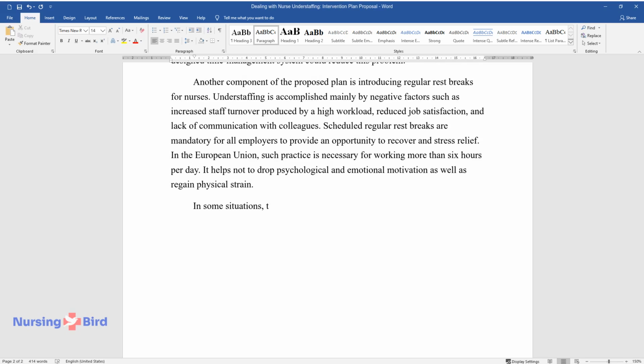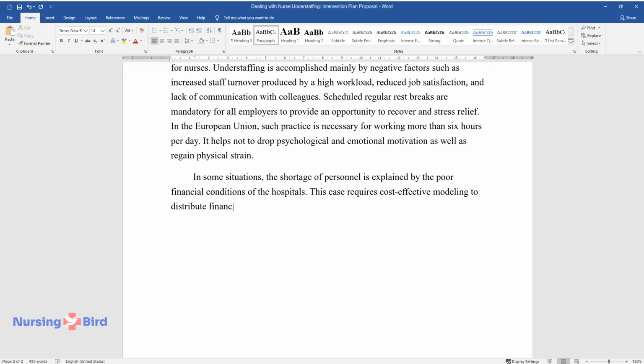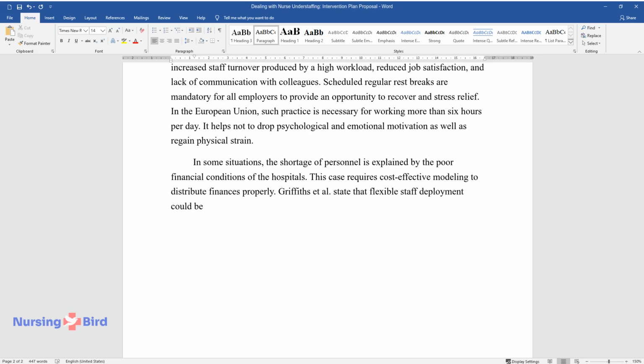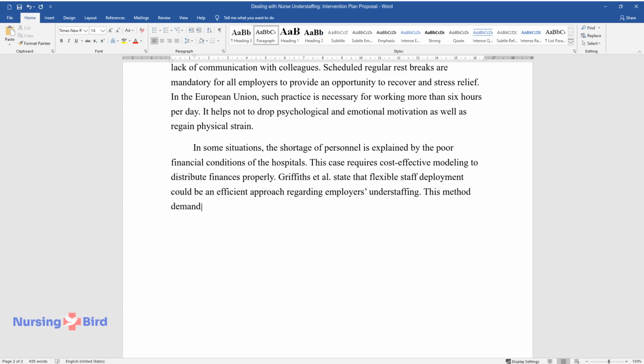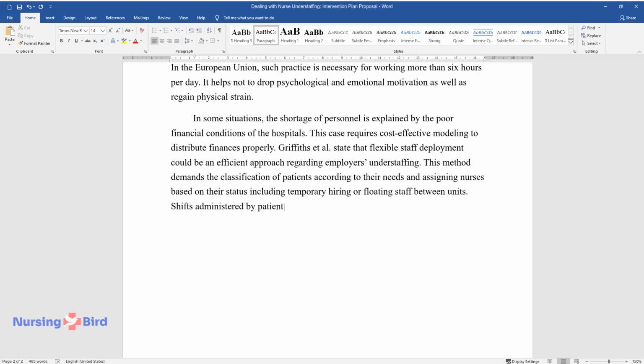In some situations, the shortage of personnel is explained by the poor financial conditions of the hospitals. This case requires cost-effective modeling to distribute finances properly. Griffiths et al. state that flexible staff deployment could be an efficient approach regarding employers' understaffing. This method demands the classification of patients according to their needs and assigning nurses based on their status, including temporary hiring or floating staff between units. Shifts administered by patient demands could help to maintain a flexible schedule.